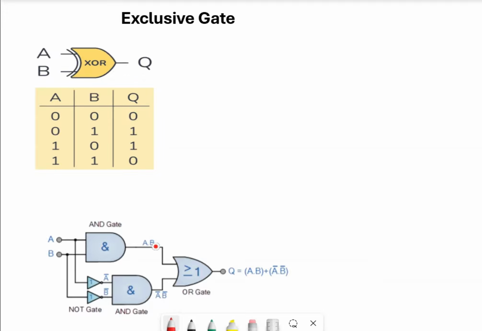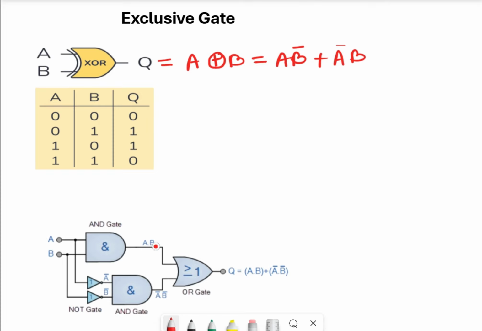Exclusive gate, abbreviated as XOR gate. So this is actually the presentation of the XOR gate. There are at least two inputs and one output. And the output is equal to, we could write down, A exclusive B, which is referring to A B bar and A bar B. This is actually the output of the XOR gate.